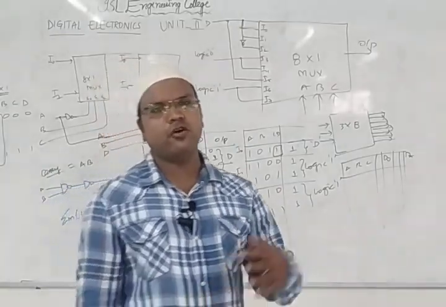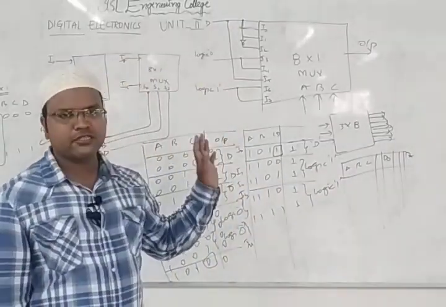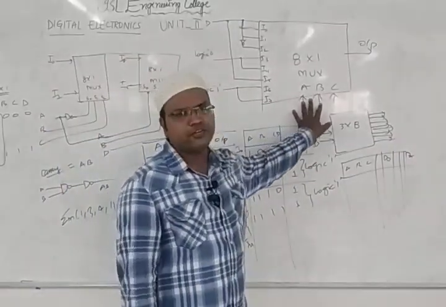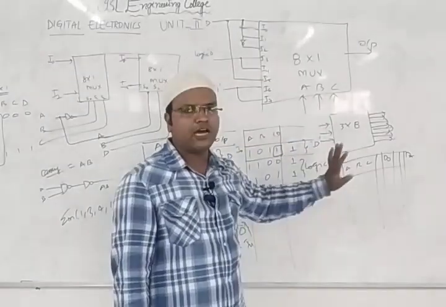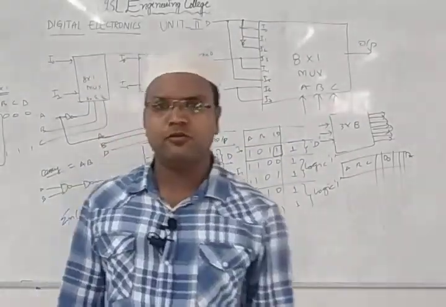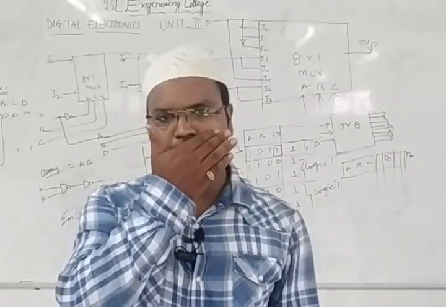The difference between a decoder and a demultiplexer is that in a demultiplexer we have select inputs, whereas in a decoder or encoder we don't have the concept of select inputs. Only the input values and the output values need to be considered.